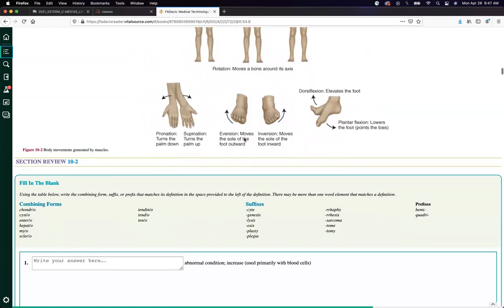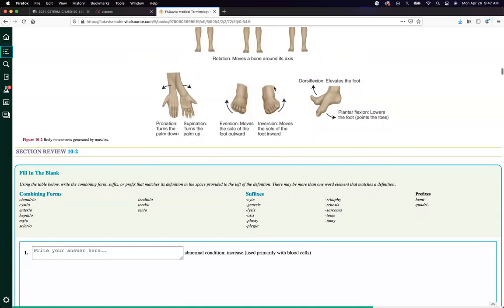Eversion, for all of you who love wearing your high heels at the club or at a lovely dinner function. You ever wobble a little bit and then your ankle kicks out that way? That's called eversion. But if it kicks inward, that's called inversion. And it could cause a nice sprain or straining here.